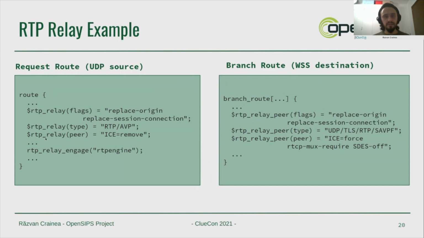Yeah, this is basically a small snippet that you have to do in order to get this working. So simply set the flags for the caller, set the flags for the callee. In this case, we have a WebSocket destination, and call the RTP Relay Engage function. That's it. That's all you need to do.